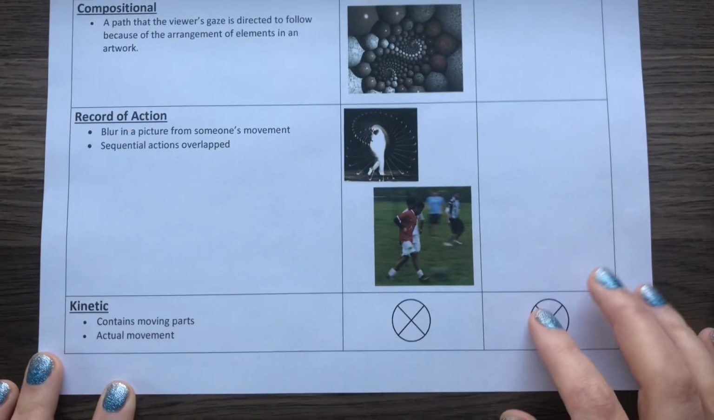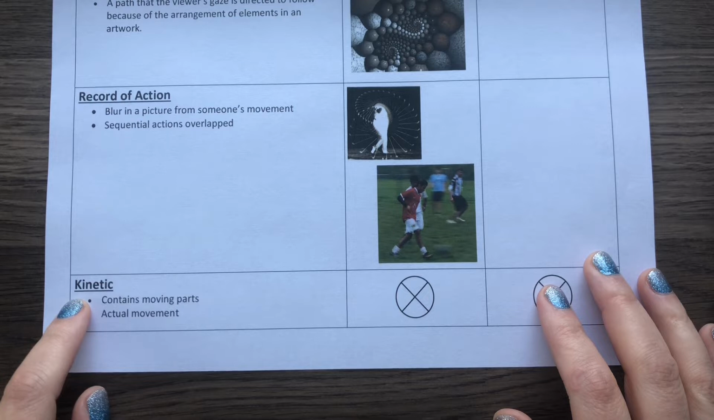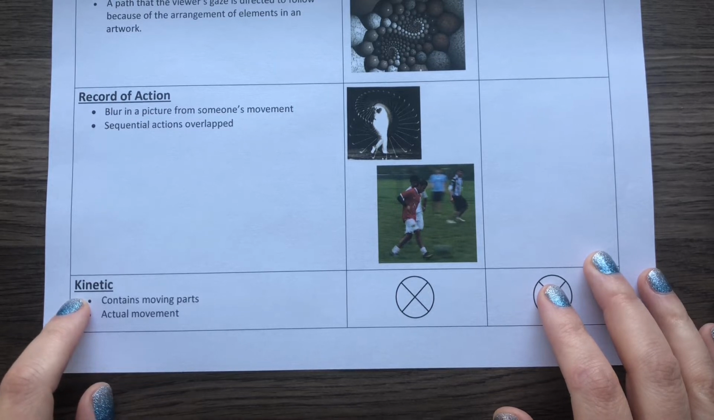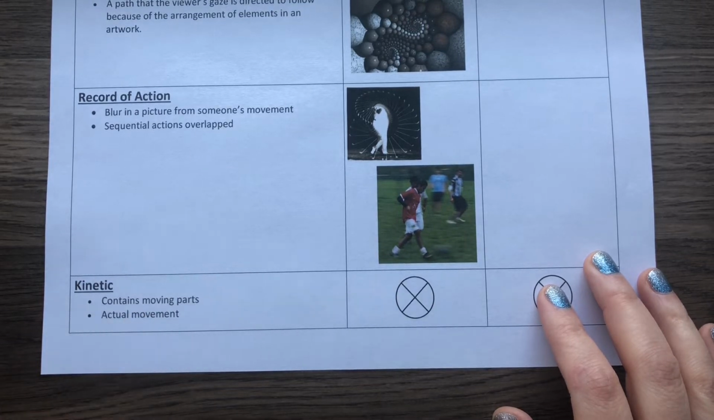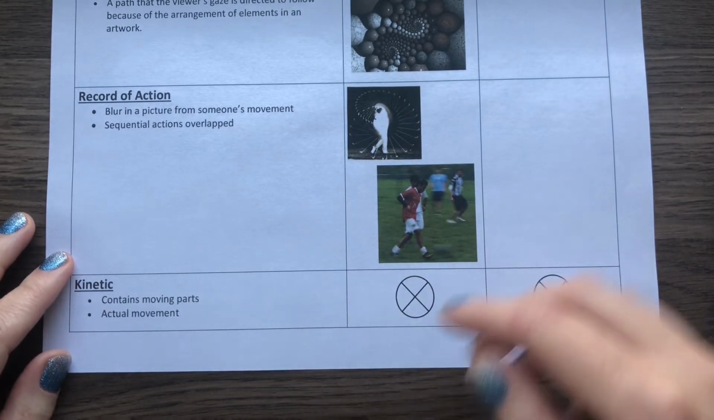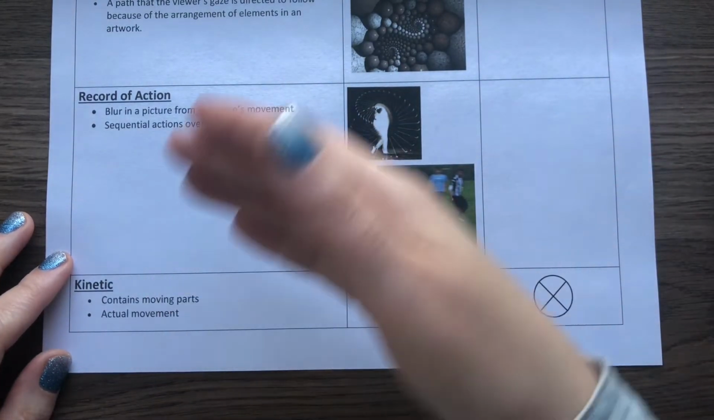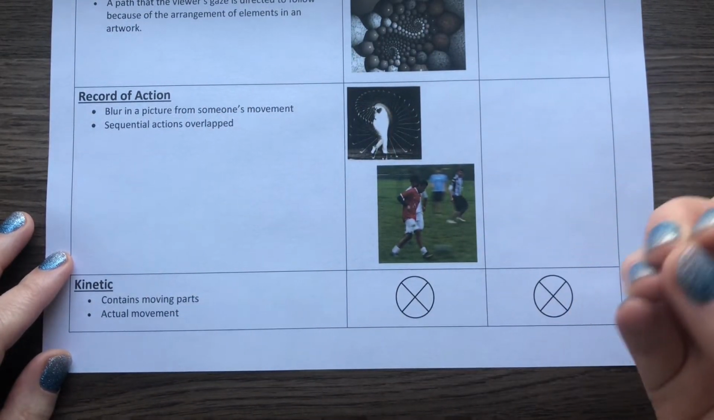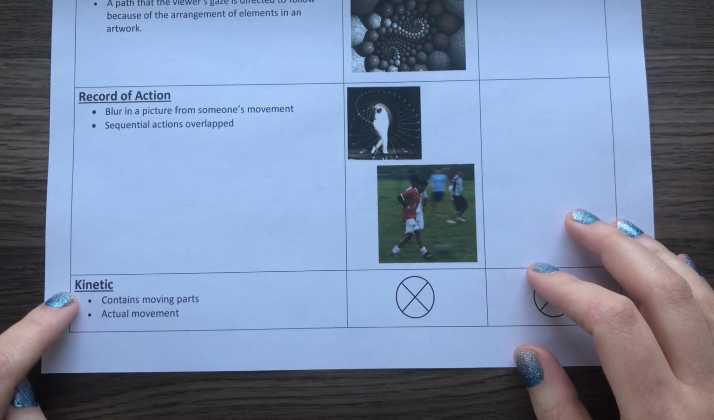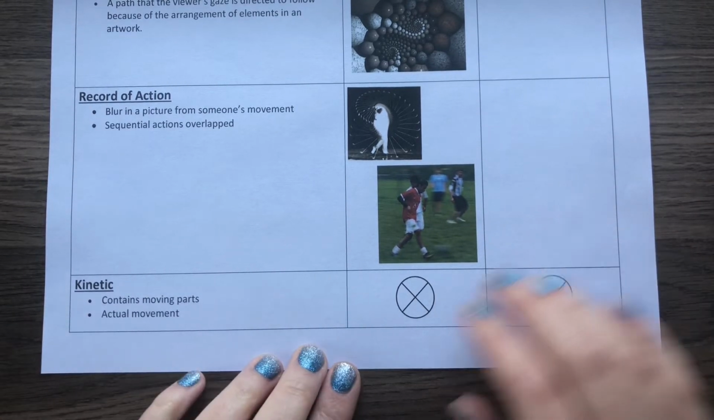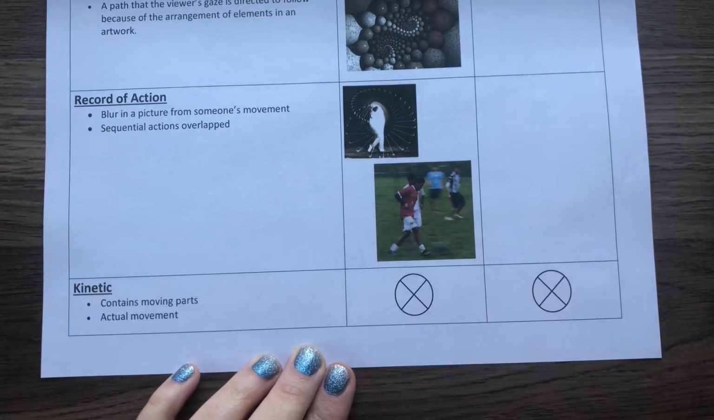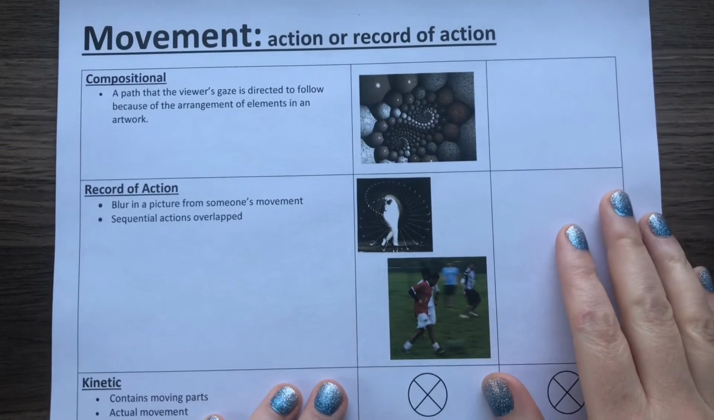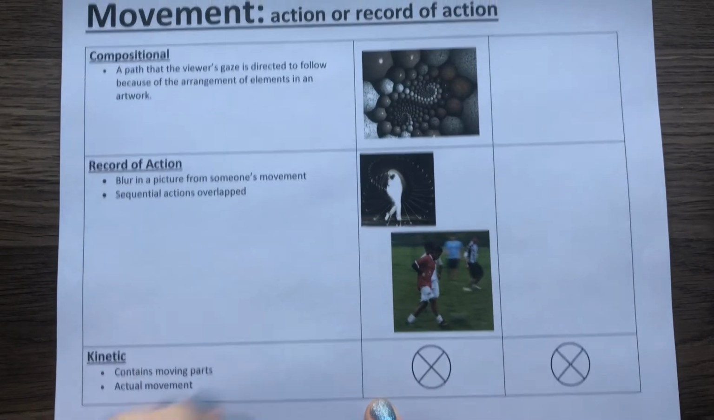The last type of movement in art that we're going to talk about is kinetic. Kinetic just means actual movement. So it contains moving parts or has actual movement. If you have a sculpture that has something that blows in the wind and causes it to physically move, then it's kinetic art and has kinetic movement. Now, we're not going to draw kinetic movement in here, but you can always Google it and see what you find. There are some really amazing examples of artwork that has physical movement in it.